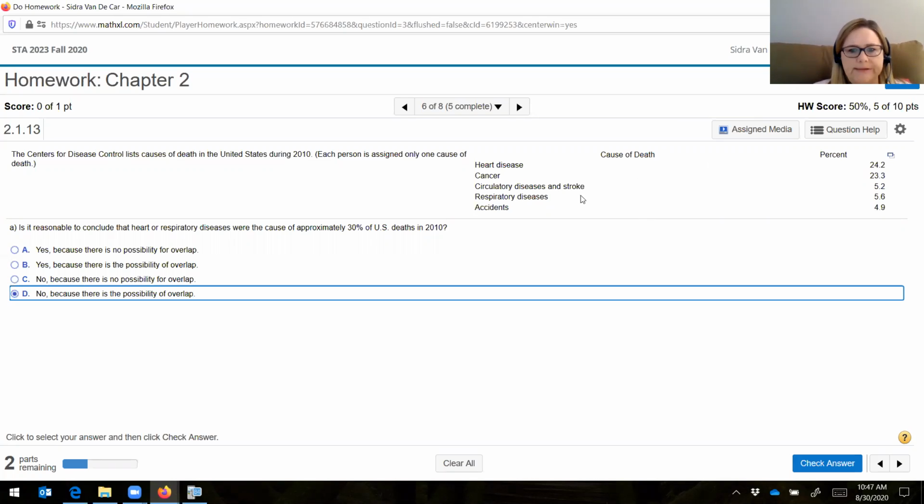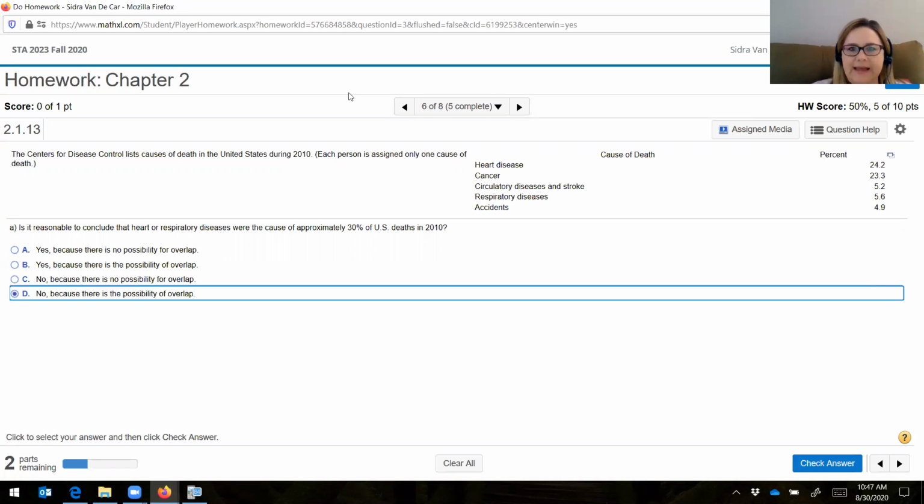So respiratory diseases is 5.6% of US deaths in 2010. Okay, so why are they saying 30% for respiratory? Reasonable to conclude that, oh, heart or respiratory. I didn't see the "heart or." Okay. Heart or respiratory diseases. So heart disease is right here, 24, and respiratory disease is 5.6.